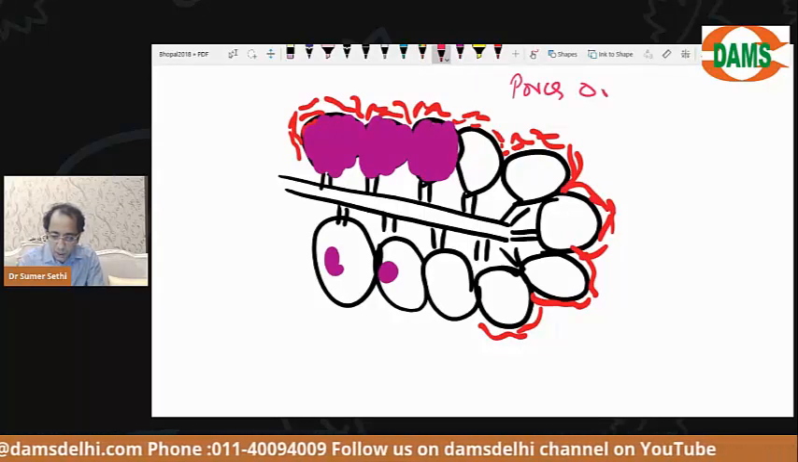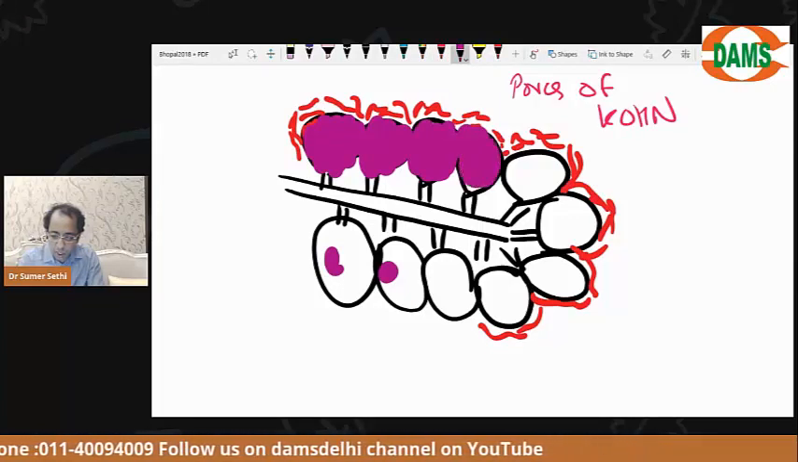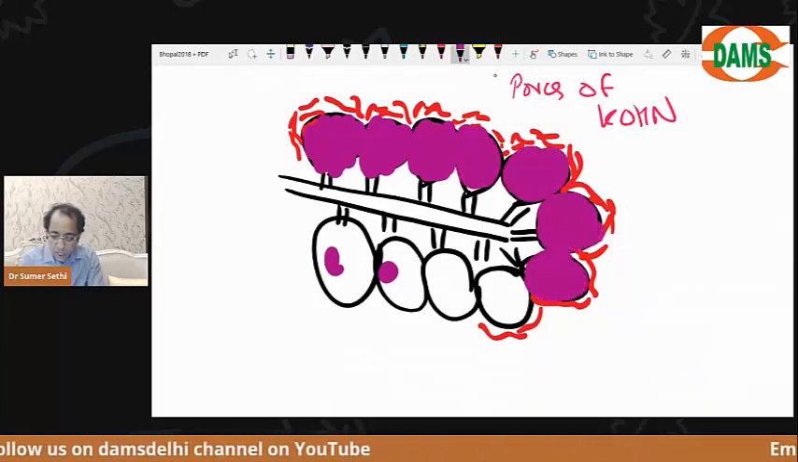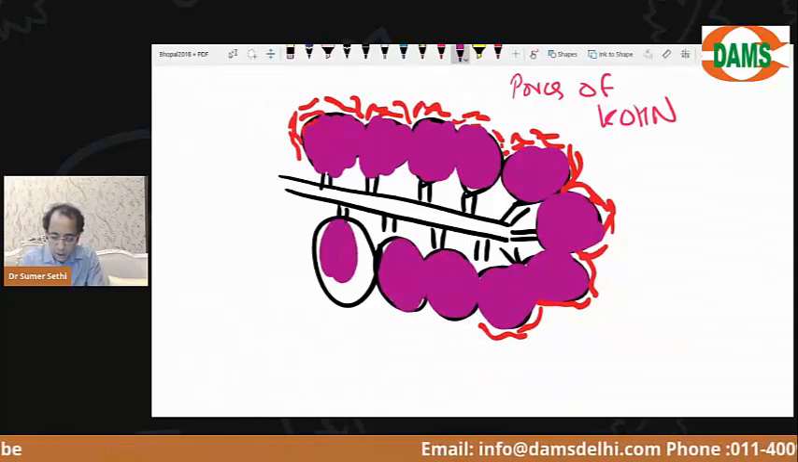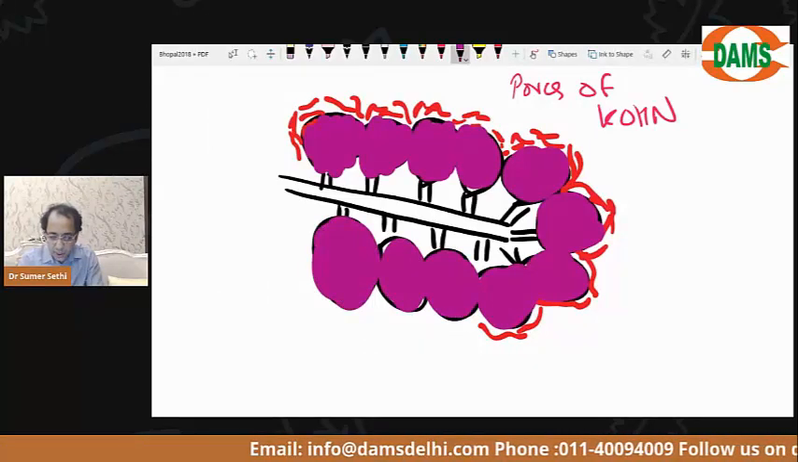So the alveoli will get filled up with inflammatory exudates in pyogenic infections like this, and this is how it would look like on X-ray.